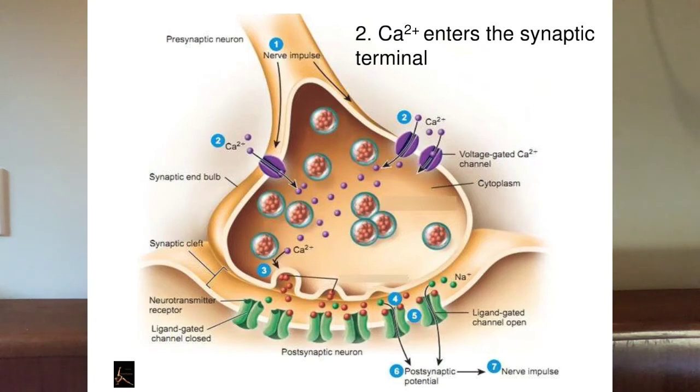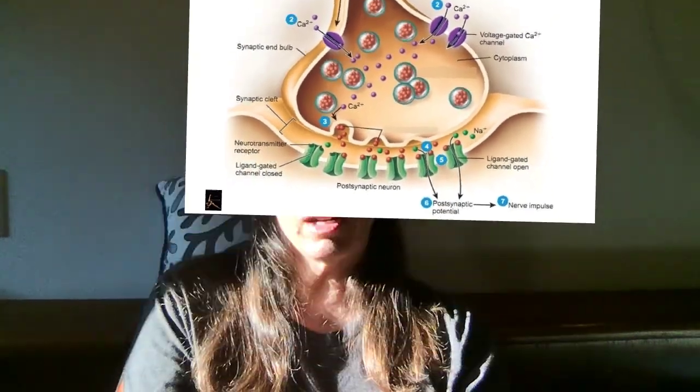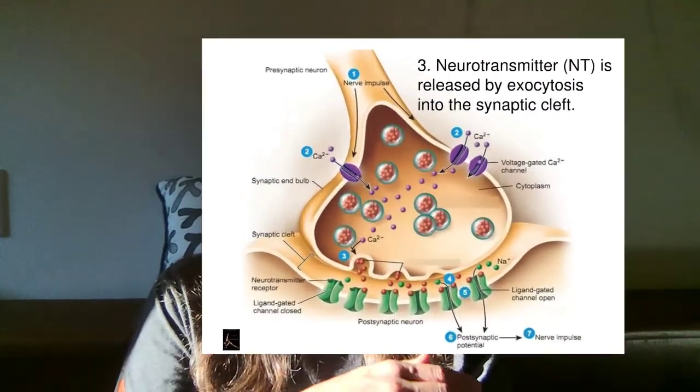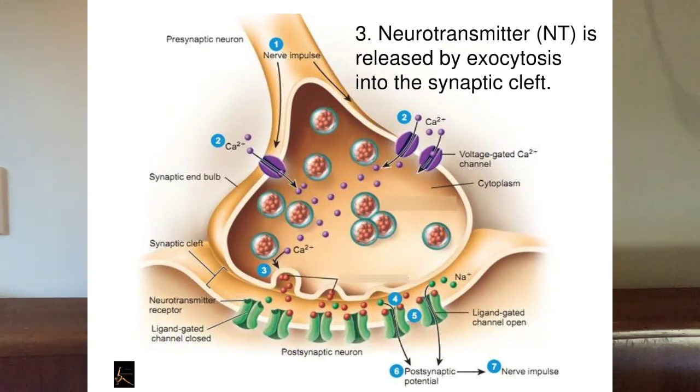That entry of calcium then is what triggers the vesicle to move, and we say it docks along the inside of the synaptic terminal, along the membrane there, just on the other side of the cleft. And that's what you can see at number 3 here. So calcium causes the vesicle to release the neurotransmitter by exocytosis. That means the cell membranes are merging, and the neurotransmitter now is flowing into the synaptic cleft.